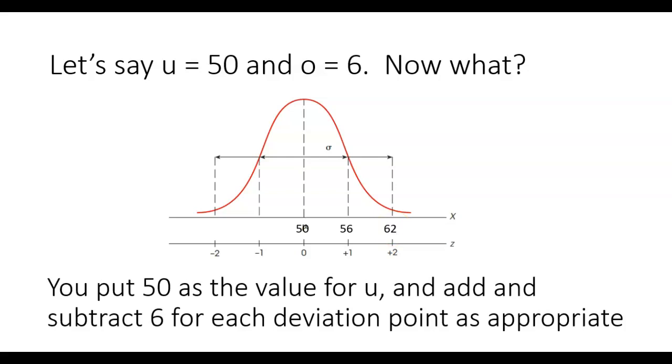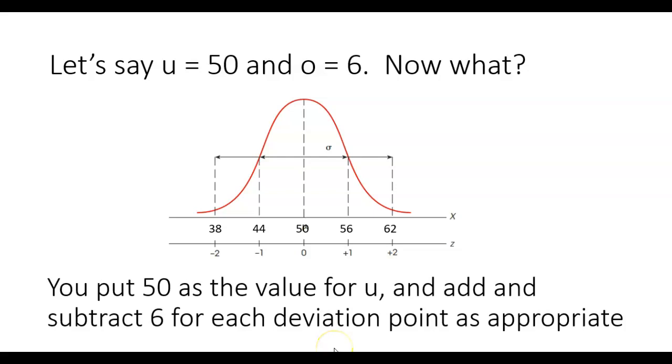Now, what's the x score, the value for a score one standard deviation below the mean? I'm looking down here now to get that. One standard deviation is 6. One standard deviation below the mean, I want to subtract 6 from 50, and I get a value of 44. Two standard deviations below, I want to subtract 12 from 50, right? Two standard deviations, or 2 times 6, and my value there should be 38.